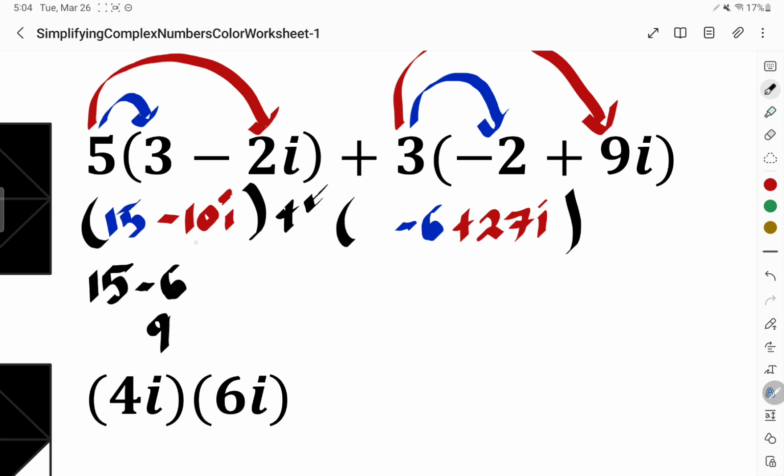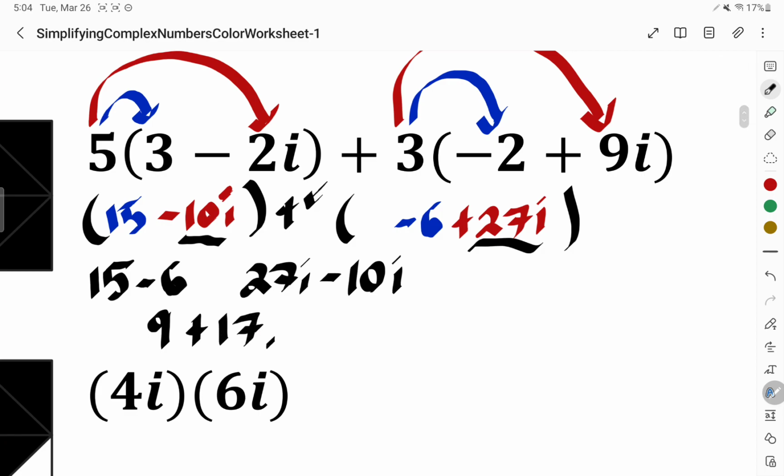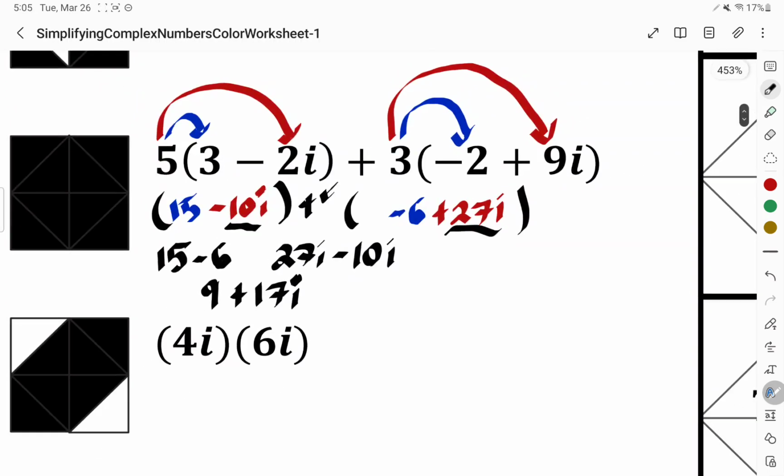Now let's do the other one, which is going to be 10 and 27. They're different signs, so I subtract them. 27i minus 10i. It is going to be positive because the biggest one is 27. 17i. Pretty easy. So far, so good. That's the first section, and that is my answer. It's 9 plus 17i.